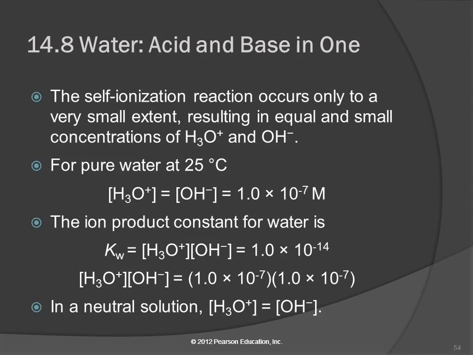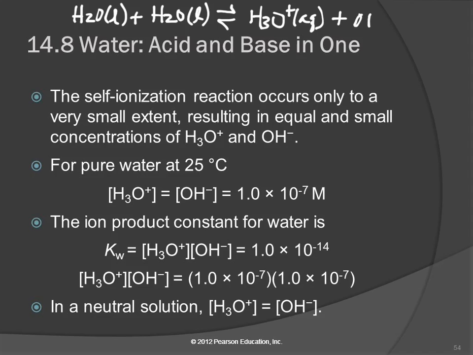Small extent. Now, we've already learned about equilibrium constants and their expressions. So if we think about this equation, H2O liquid plus H2O liquid in equilibrium with hydronium, which is aqueous, and hydroxide, which is aqueous. We learned how to write an equilibrium constant expression for that, didn't we? You take the concentrations of the products multiplied by each other. If there's coefficients, you do the whole exponent thing, divided by the concentrations of the reactants.